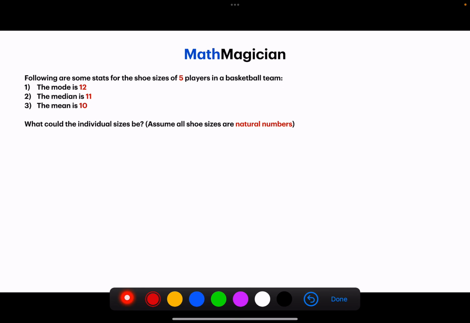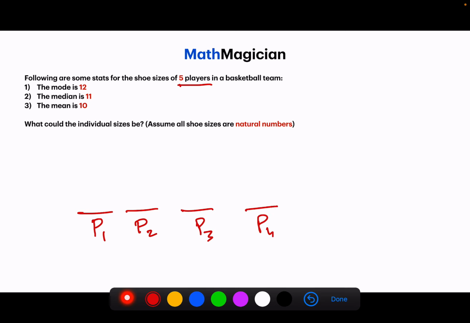So here we are with our original problem statement. We know that there are five players in the team. So let's list them out. Let's say we have five players, P1, P2, P3, P4, and P5, right? And the first data point that I'd like you to focus on is the median, which is 11. Since we have five players here, the median is the middle value, like we saw in the definition. So P3 here is going to be 11, and that is fixed.